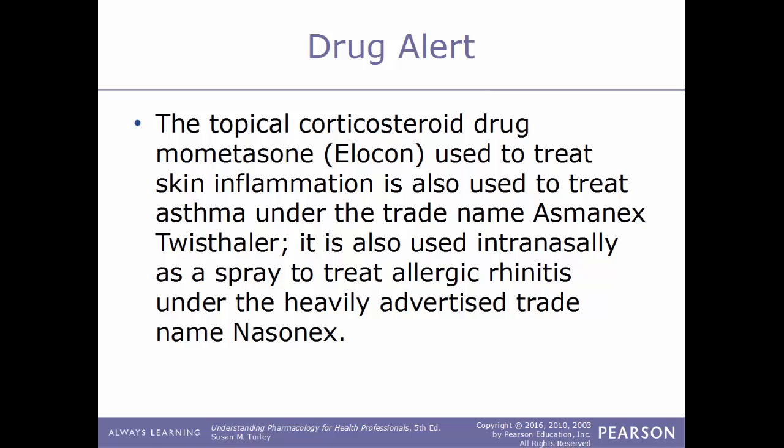A quick note about the drug Elocon or mometasone. Mometasone is used to treat skin inflammation in addition to being able to treat asthma under the trade name Asmanex Twisthaler. It can also be used intranasally as a spray to treat allergic rhinitis. This is advertised as the brand name of Nasonex.